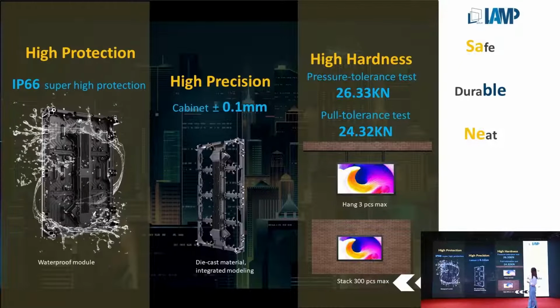And the third one is the high hardness. It means we also do the pressure tolerance test and the pour tolerance test. Both tests prove the cabinet is durable, right? It's safe. As you can see, the pressure tolerance test is up to 26.33, and the pour tolerance test is up to 24.32. So it means durable, safe, neat design. Both are very basic but popular features when you're choosing an outdoor LED display product.